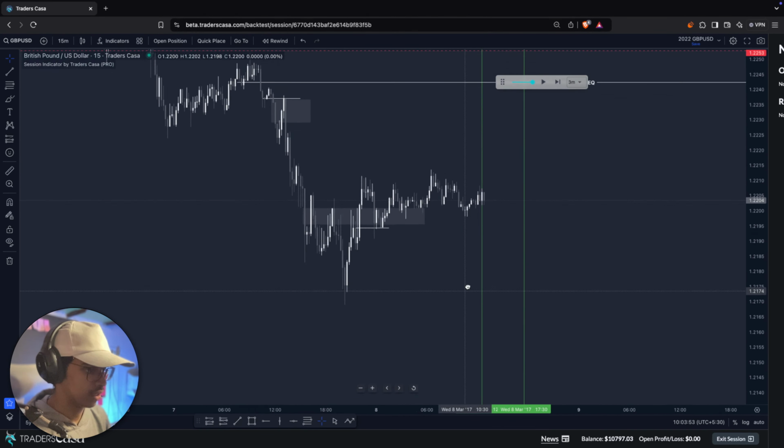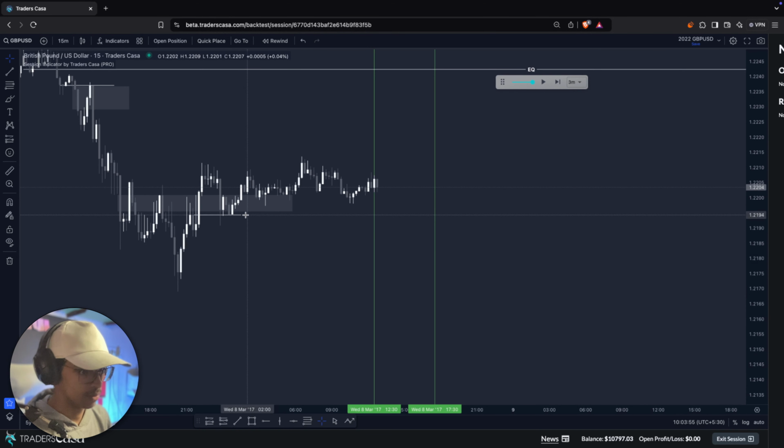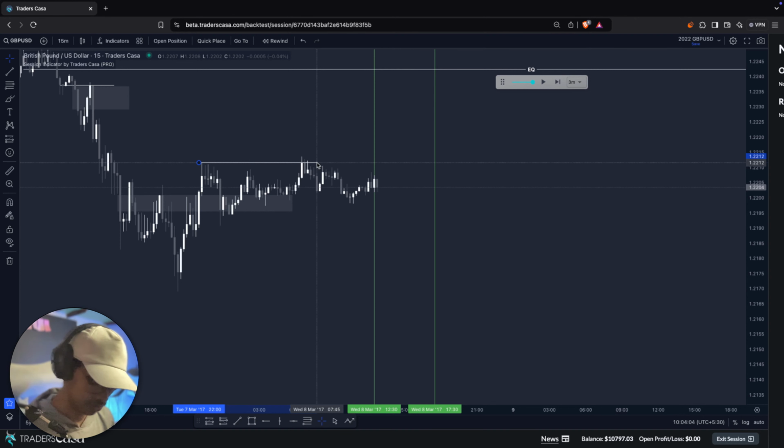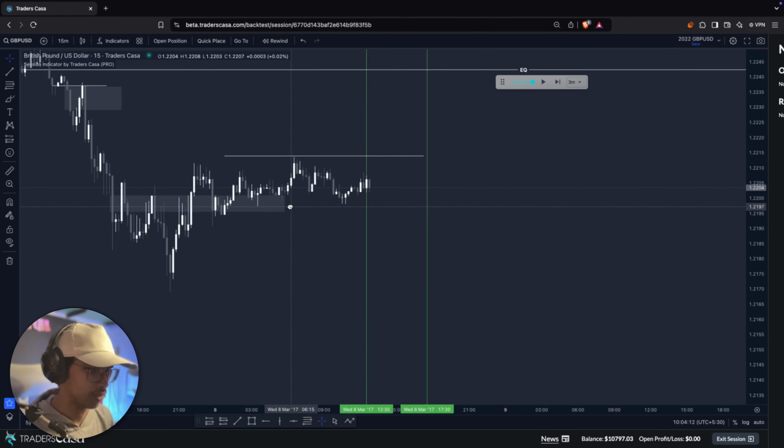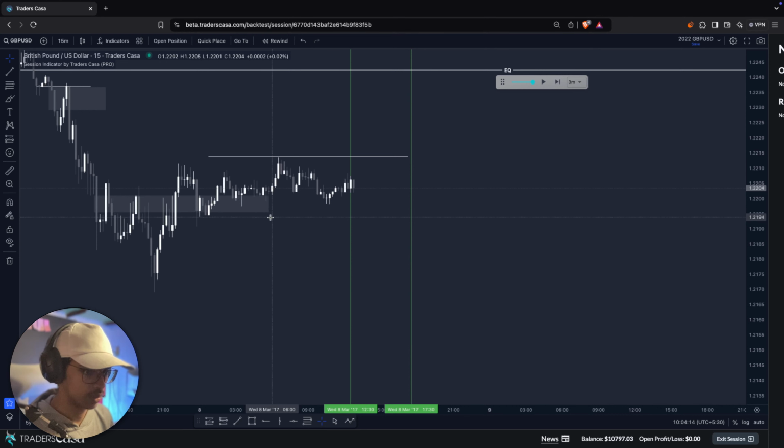So here we are. Let's try to analyze the buy side and sell side liquidities. The buy side liquidity was taken a little bit. Got it. This is the buy side liquidity. Here is the sell side liquidity. So we can expect the sell side liquidity to be starting from here.